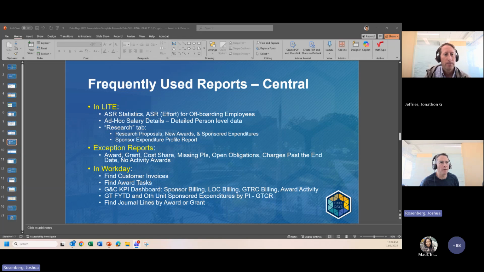Yeah. So with the research tab in Light, this is another area. Jonathon's ASR statistics report is fantastic. I literally go in there every single morning to see how we're doing on our ASRs. I also every morning go into the research tab in Light, and I take a look first at research proposals, new awards, and sponsored expenditures.